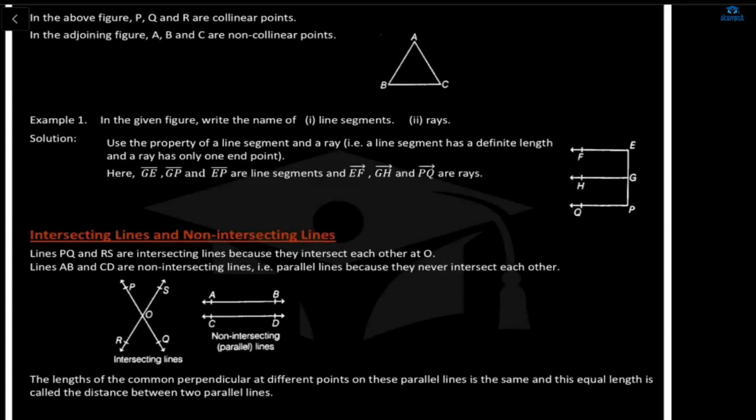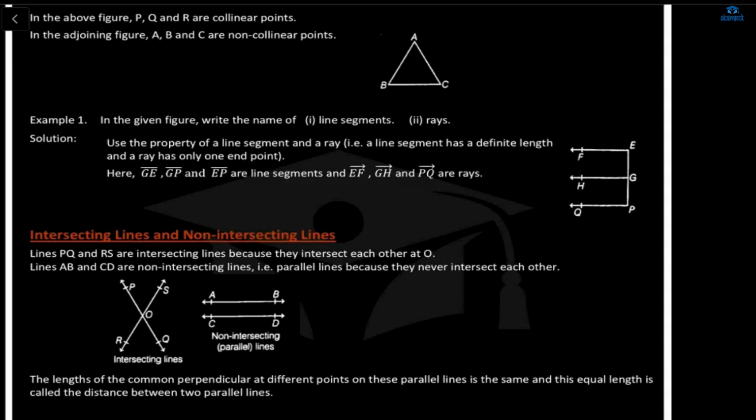Now, in the given figure, can you differentiate which one is the ray and which one is the line segment? H and F are rays. FE, HG, and QP are rays, and EG and GP are line segments. Yes, because they are fixed.